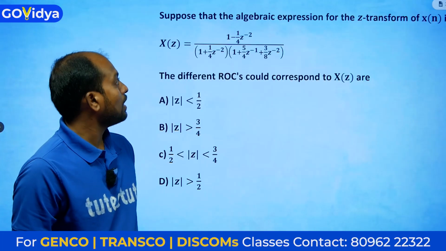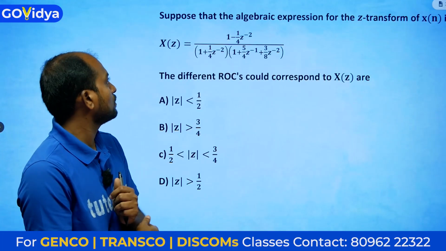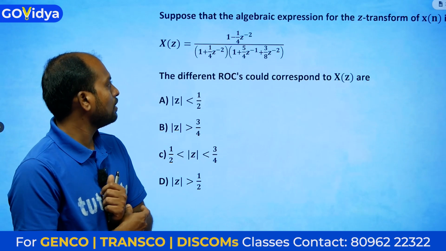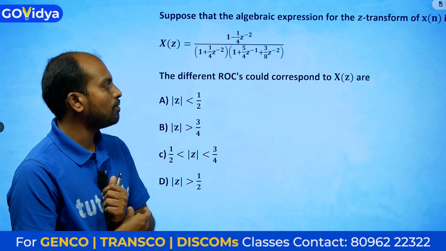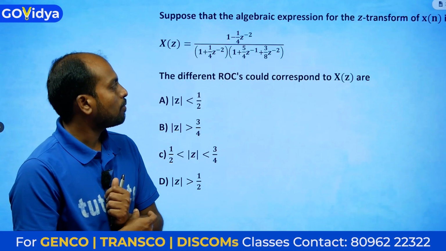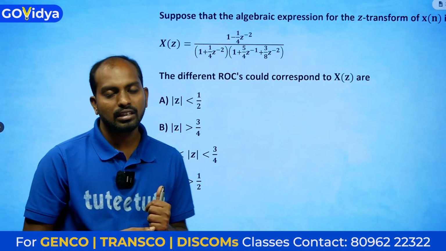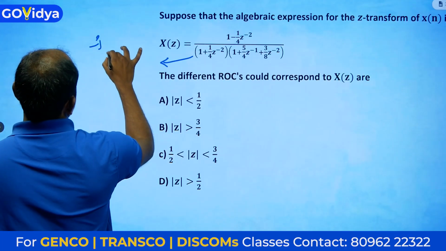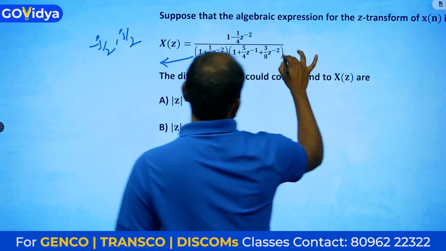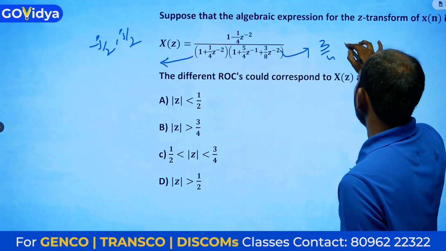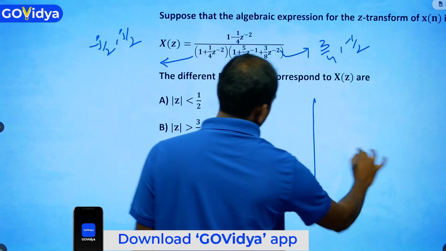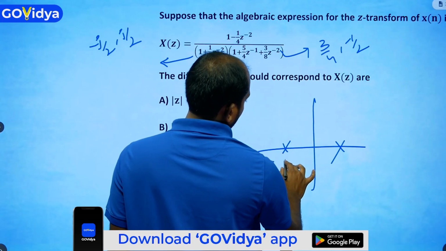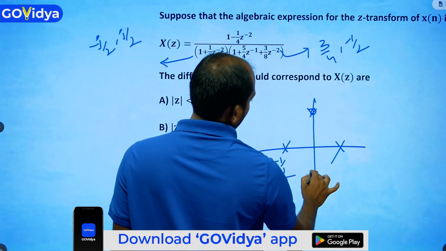Suppose the algebraic expression for the z transform of x of n is X of z is equal to 1 minus 1 by 4 z power minus 2 plus 1 by 4 z power minus 2 into 1 plus 5 by 4 z power minus 1 plus 3 by 8 z power minus 2. The different ROCs that could correspond to X of z are being asked. For this, find the poles now. Poles will be minus j by 2 and plus j by 2. If you find poles for this, you will get 3 by 4 and minus 1 by 2. So 3 by 4 is from this side and this 1 by 2 is from this side. Minus 1 by 2 is on the imaginary axis.